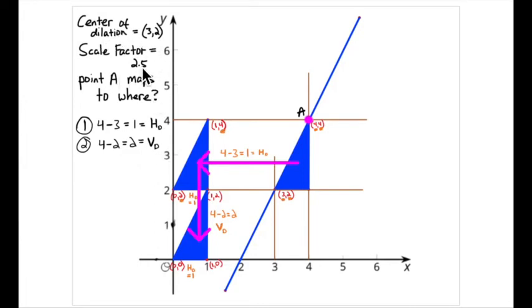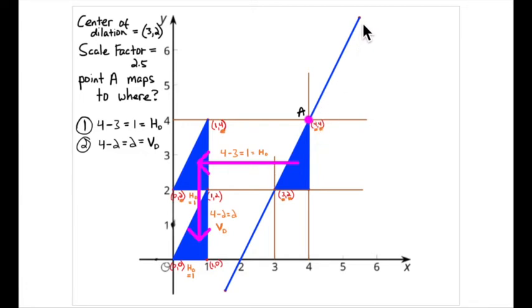Let's go back up here and just review for just a moment. The center of dilation is (3, 2). The center of dilation is going to be right here. The scale factor is going to be 2.5. So we're going to scale this triangle up with a scale factor of 2.5. So each of these lengths are going to get increased by 2.5. So 2.5 this way, 2.5 this way, 2.5 this way. And so what are the coordinates where this point ends up? This point right here, (4, 4).